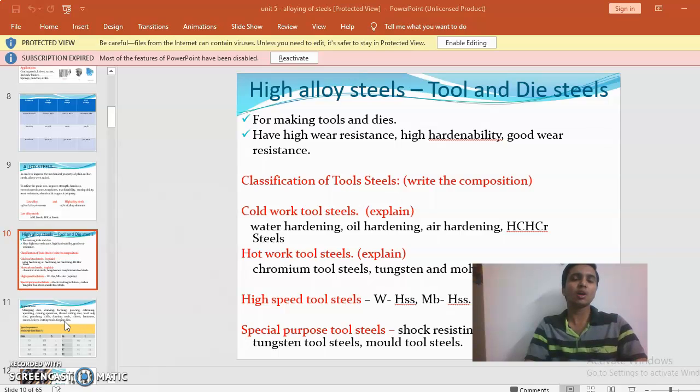Generally, these high alloy steels have high hardenability and good wear resistance, and are good for making tools and dies. And high speed tool steels we have seen, and even in special purpose tools, the shock resistant tool steels, like when we get a shock, there is the shock resistant tool steel, even the carbon tungsten tool steels and mold tool steels. All of these come under the high alloy steels. Thank you.